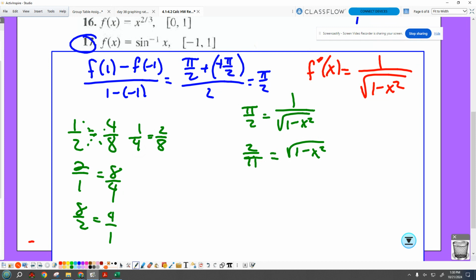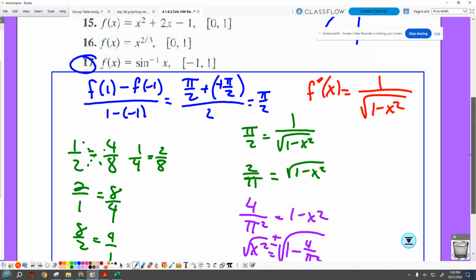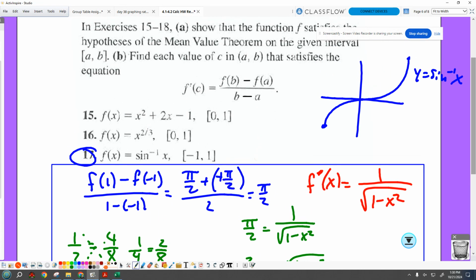Anyways, now we need to finish solving over here. Squaring stuff. That's squared over here, 1 over there. Square root. So x equals the square root of 1 minus 4 over pi squared, and negative that. And if we look at the curve, here's the average. There are the places where the instant will be equal, one positive, one negative. Makes sense?